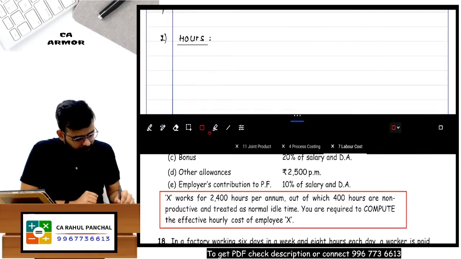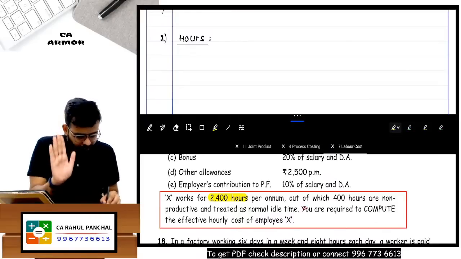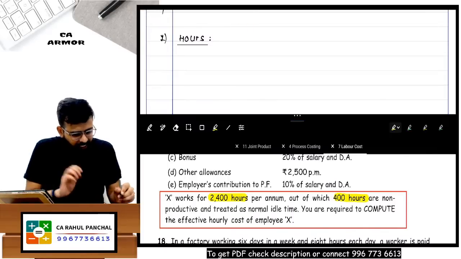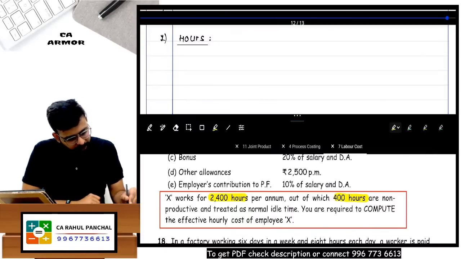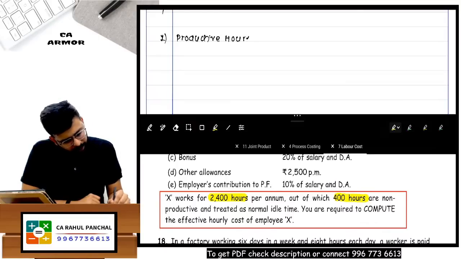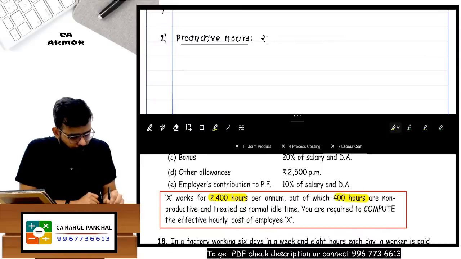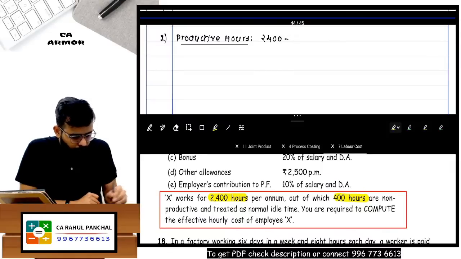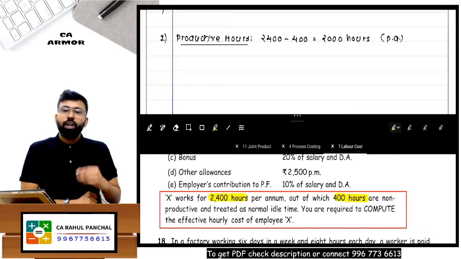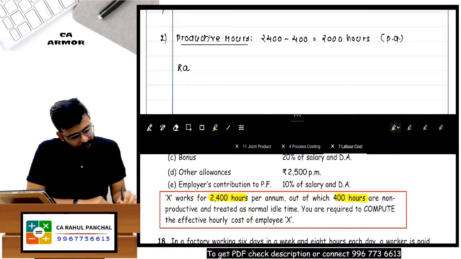So I will say that Mr. A works for 2400 hours in 1 year, but out of that 400 hours are non-productive, that is to eat and something, the break he requires. So what are your productive hours? Productive hours or net effective hours, whatever you write, these are net hours. So net hours will be 2400 minus 400 non-productive, where a worker is not working, so he is working only for 2000 hours in 1 year. It is per annum. Now I would like to know what is the payment that I make to my worker, and accordingly I can easily get rate per hour. Let us calculate, guys, rate per hour.